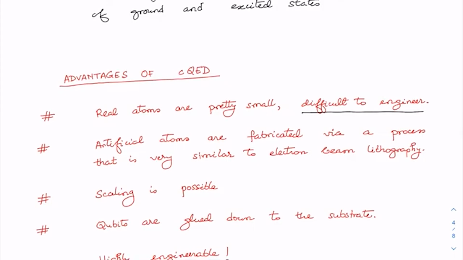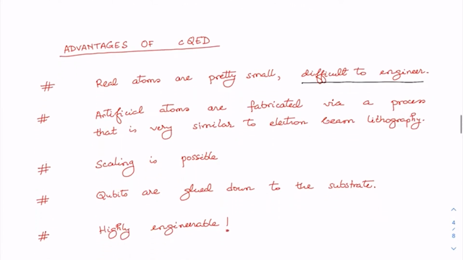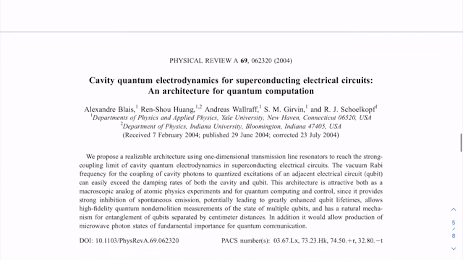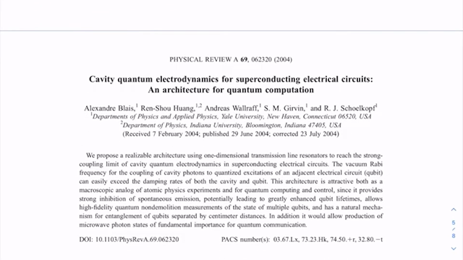And the qubits, the artificial atoms I am talking about, can be glued down to the substrate and they don't fall under gravity the way natural atoms do. We can engineer their properties as per our requirements, and clearly they are much more engineerable than ordinary atoms or ions. So these are the major advantages of circuit QED. You can find a detailed discussion about the theory in this particular paper, which anyway we are going to build up in this module, and this is a landmark paper.